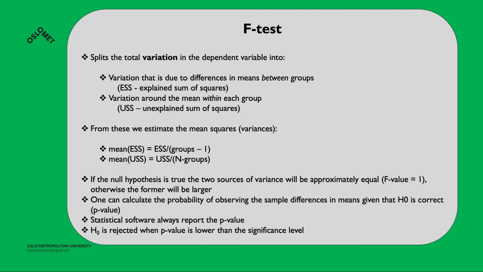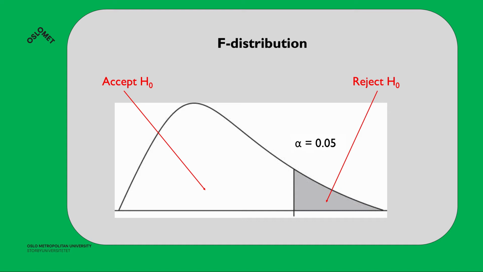And one can calculate the probability of observing the sample difference in means, given that H0 is correct, and that's the p-value. Statistical software always reports the p-value. H0 is rejected when the p-value is lower than the significance level. So if the risk of getting this result, given that H0 is correct, is lower than our level of significance, we reject H0. And the F distribution looks like this. It is similar to the normal distribution, but it differs a bit.